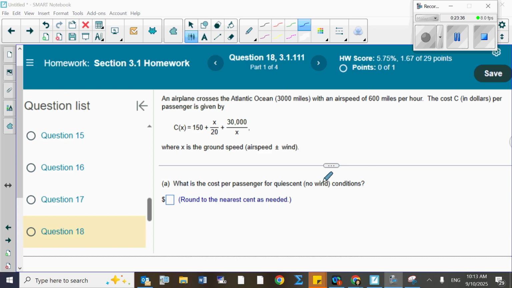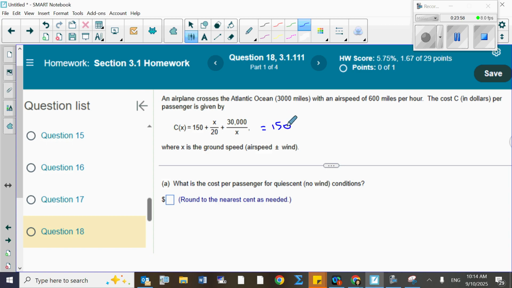So if there's no wind here, that means whatever is the speed of the airplane is going to be the same. Nothing will be added or subtracted from that. The wind is 0 here, so the speed will be just 600. Now all you need to do is replace the x with 600 and find the cost. So it's just going to be 150 plus 600 over 20 plus 30,000 over 600. And then you can use your calculator to find it. I'll leave this for you.